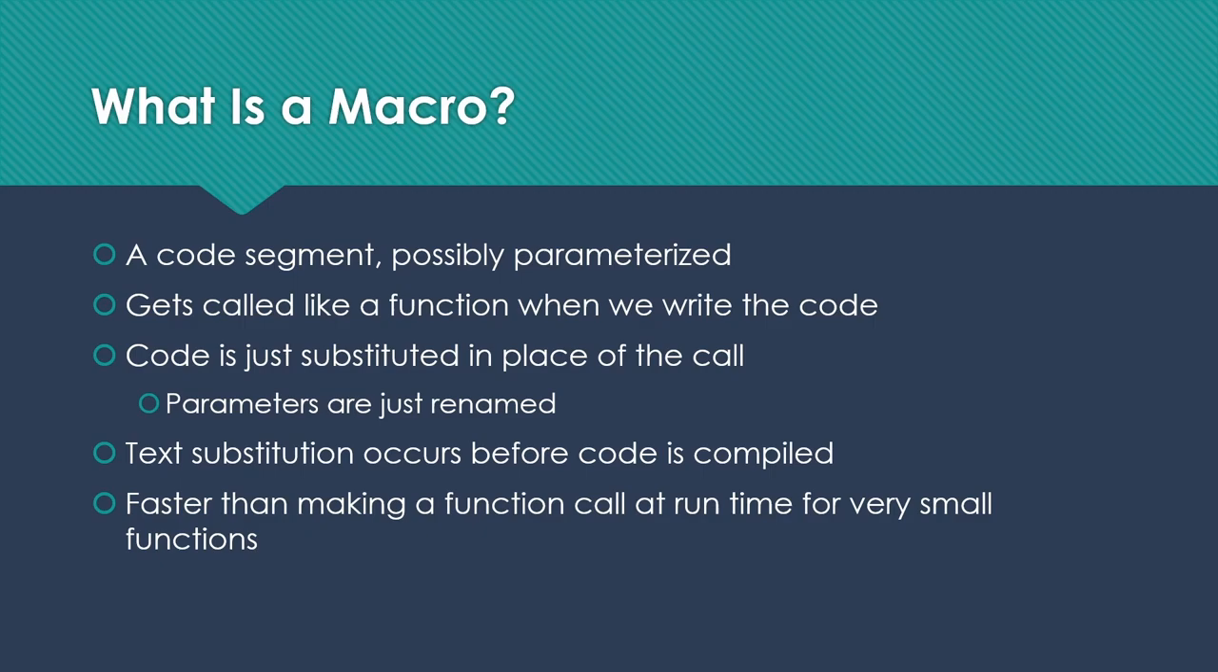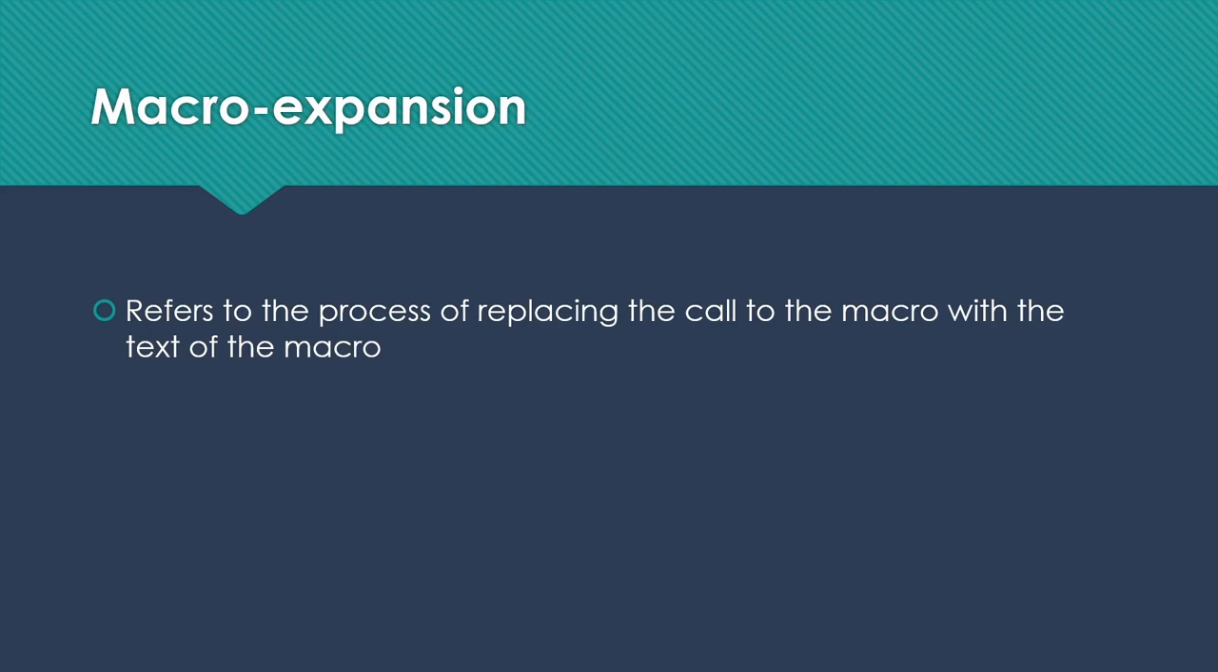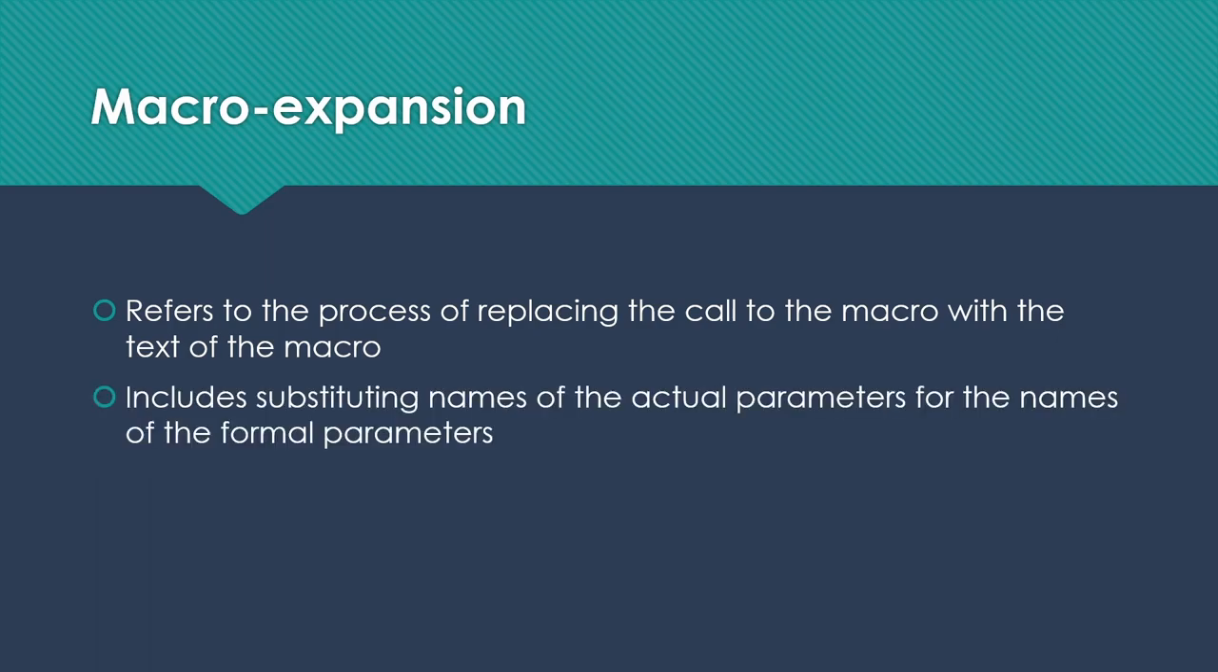This makes things faster than a standard function call, because at runtime, we're just running that code. We don't have function activation records. We don't have to copy anything. We just run the bit of code. So for small functions in particular, this can be very, very efficient. So when we go to actually use these things, we're going to expand them. We are replacing the call to the macro with the text of the macro. That includes substituting the names of the actual parameters, the ones in our call, for the names that we used when we wrote the macro, the formal parameters.